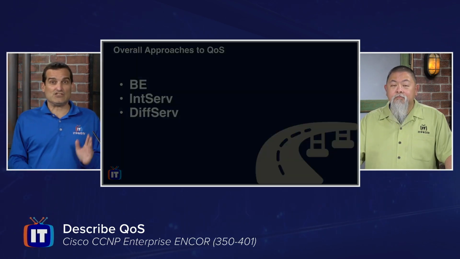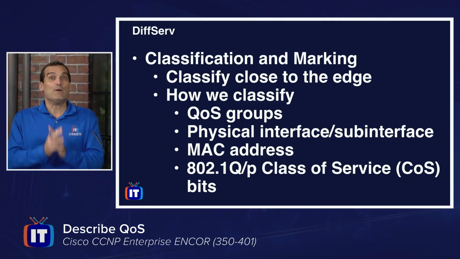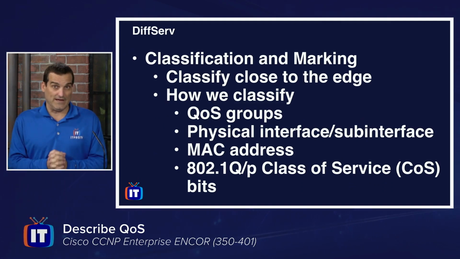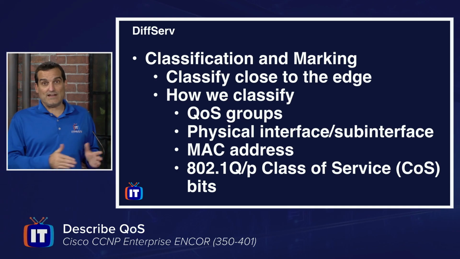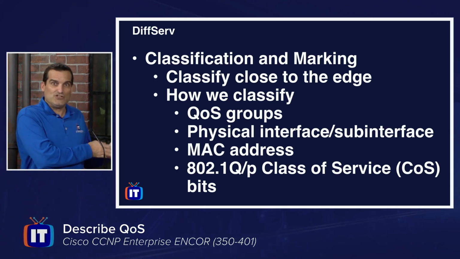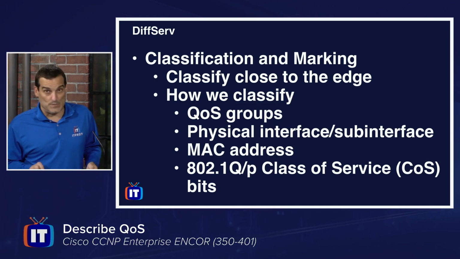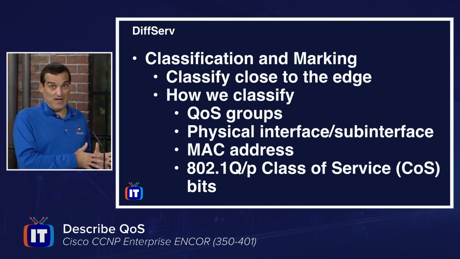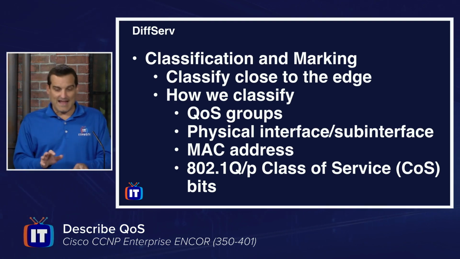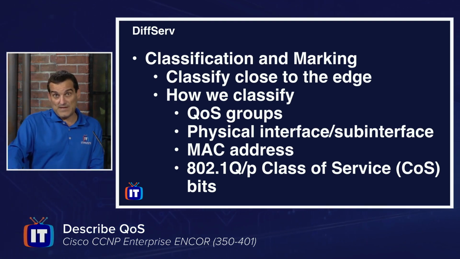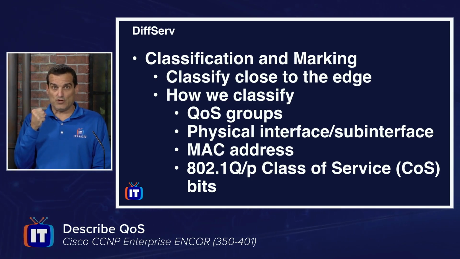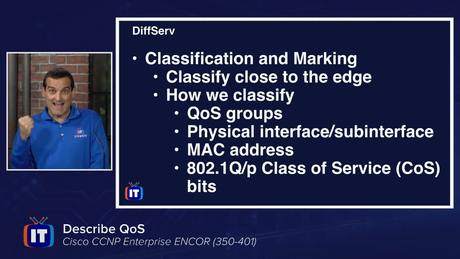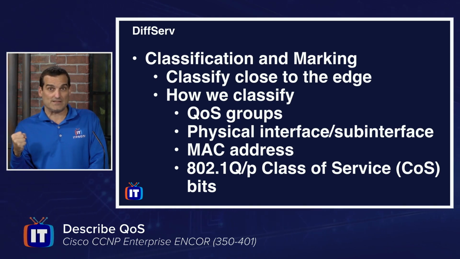The differentiated services approach begins by classifying traffic. We classify traffic first. We like to classify traffic as close to the edge of the network as possible. Let me even give you a better definition: we like to do it as close to the source as possible. So if Ronnie is sitting at his desk and he picks up his voice over IP phone to make a phone call, we want to classify it right there, right at the source of the traffic, if at all possible.